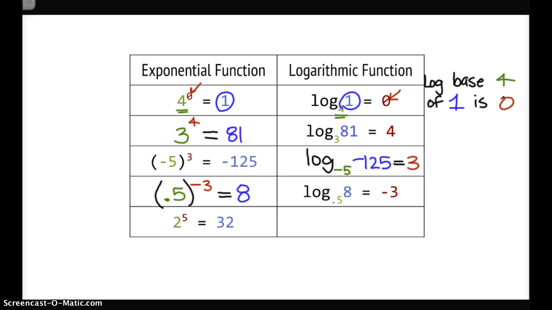In the last one, the base is 2, the exponent is 5. You should start to be able to see that, okay, the base is 2, that goes down below. The exponent is 5. I'm going to put that over here. And then I'm taking the log of 32. The answer to taking the log is an exponent. So when you have an exponent, that's the answer to your log.